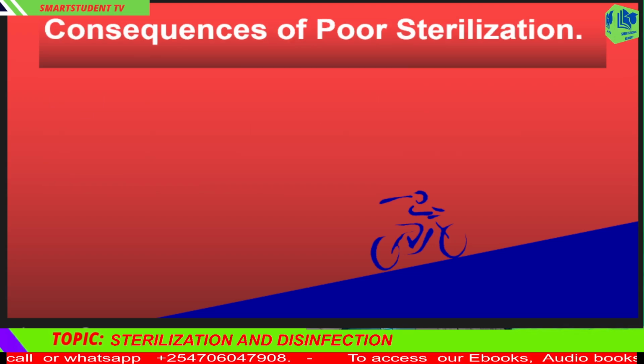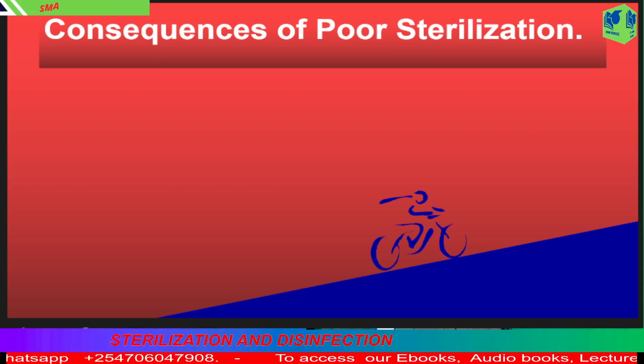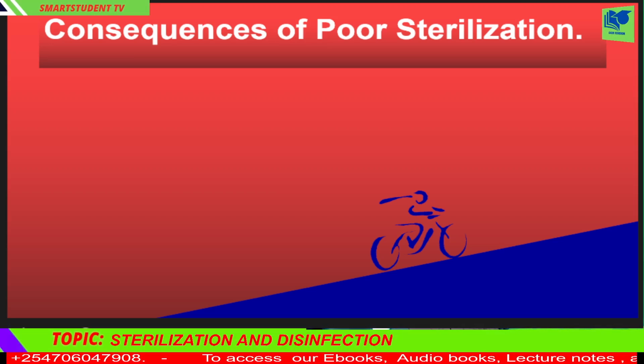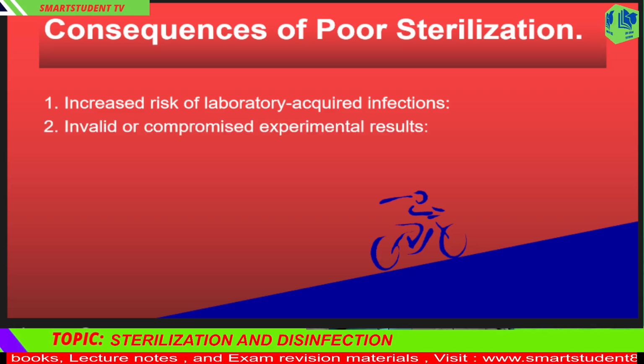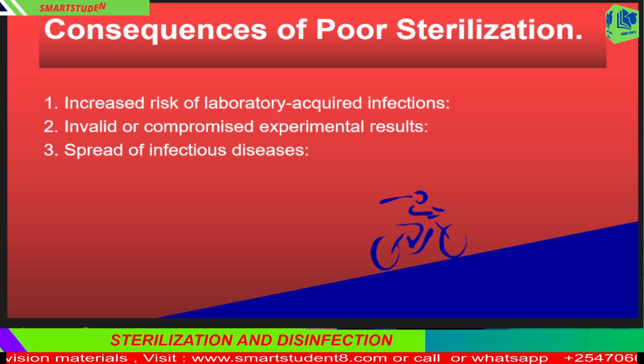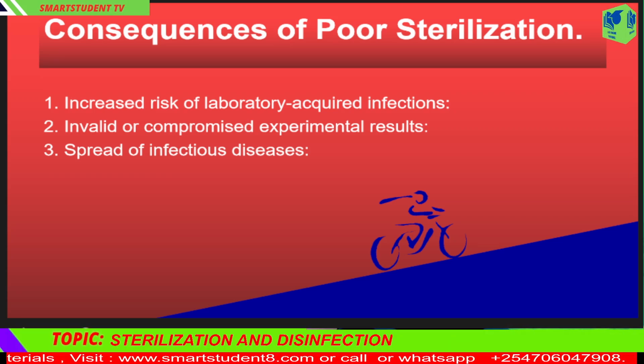Consequences of poor sterilization. So, what happens when we neglect proper sterilization and disinfection? Any or all of the following can happen. 1. Increased risk of laboratory-acquired infections. Poor sterilization can leave harmful microorganisms on equipment and surfaces, posing a significant health risk to lab personnel. 2. Invalid or compromised experimental results. Residual contaminants can interfere with experiments, leading to unreliable or incorrect outcomes. 3. Spread of infectious diseases. Improper sterilization can result in the spread of pathogens beyond the lab, potentially causing larger public health concerns.